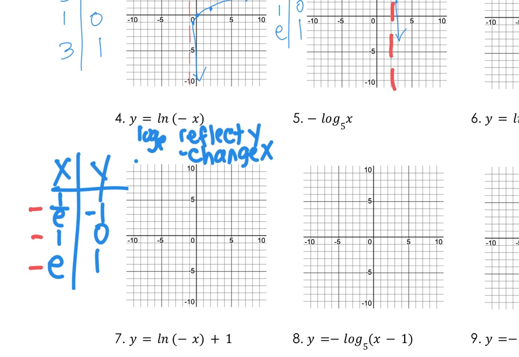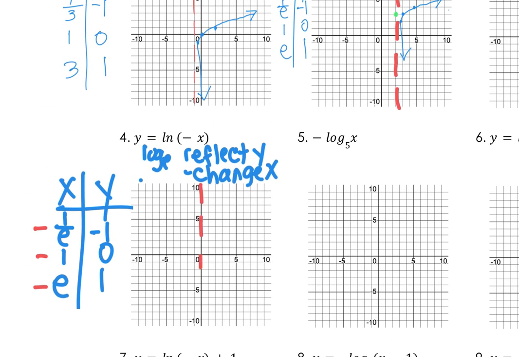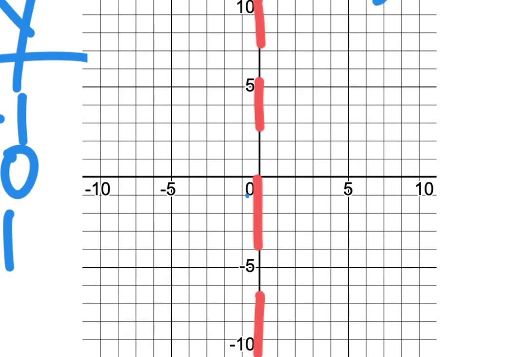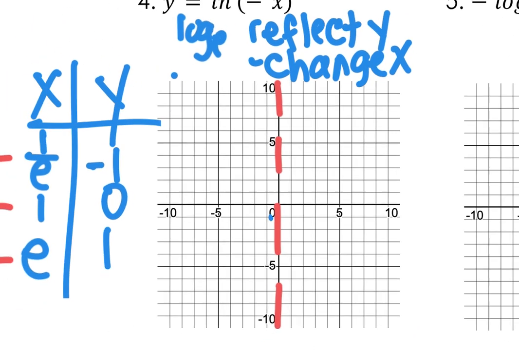So we know our vertical asymptote is right here down the middle, down our y-axis. And let's put our points on here. -1 over e, -1. So that's about right here. And then we have -1, 0.